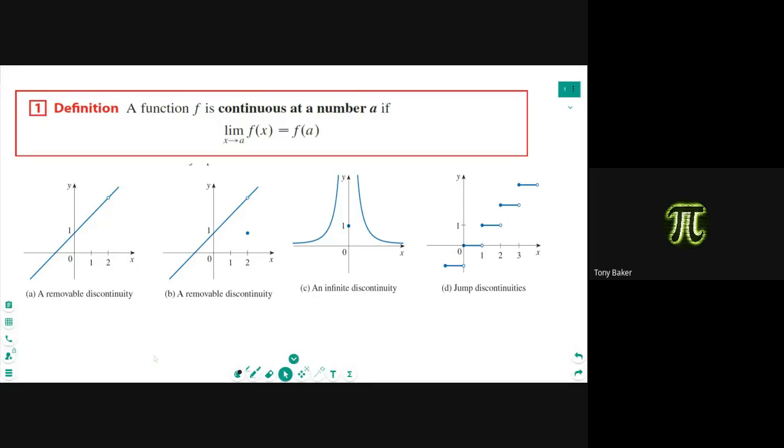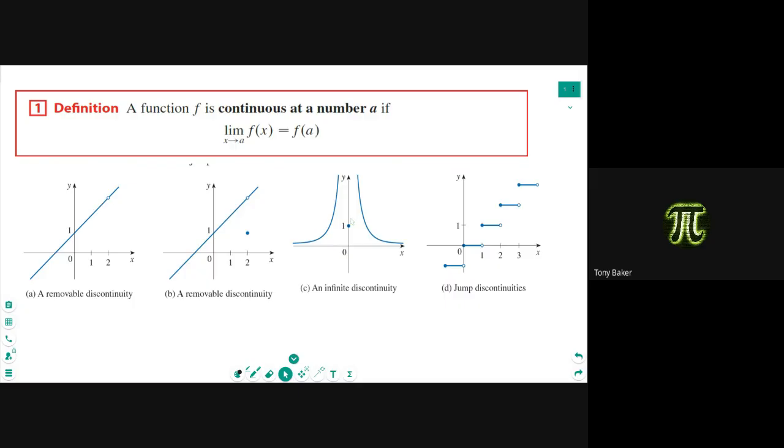So the first two are removable discontinuities. That's where the discontinuity is in line with the function. So we have the point right there. If we were to make the value of that point equal to that equation, it would be continuous at that point. We can make a piecewise function to make it continuous. If this value right there wasn't there but here, that also would be a removable discontinuity. So those two types of discontinuities are removable because we could make a piecewise function to remove them.